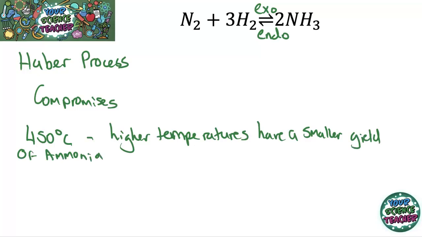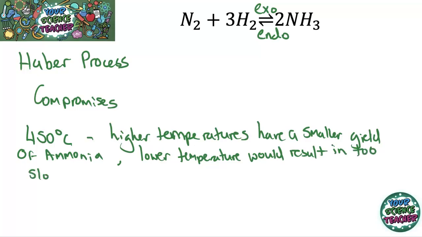Just think, if I increase the temperature, the endothermic reaction would be favoured, shifting my reaction backwards, remaking my nitrogen and hydrogen, which is not what I want to do. Now, the reason why I still choose 450 degrees C, and it might sound quite high to you, is because if I chose a lower temperature, these reactions happen very slowly. So a lower temperature would result in too slow of a reaction. So it's a compromise between rate and yield.